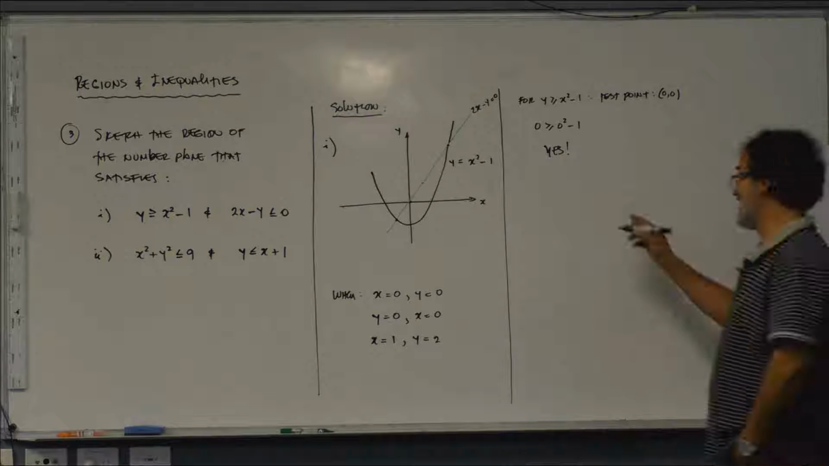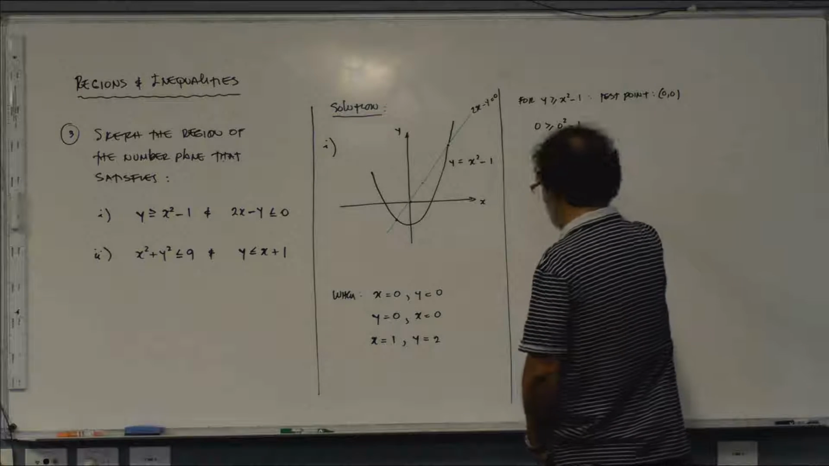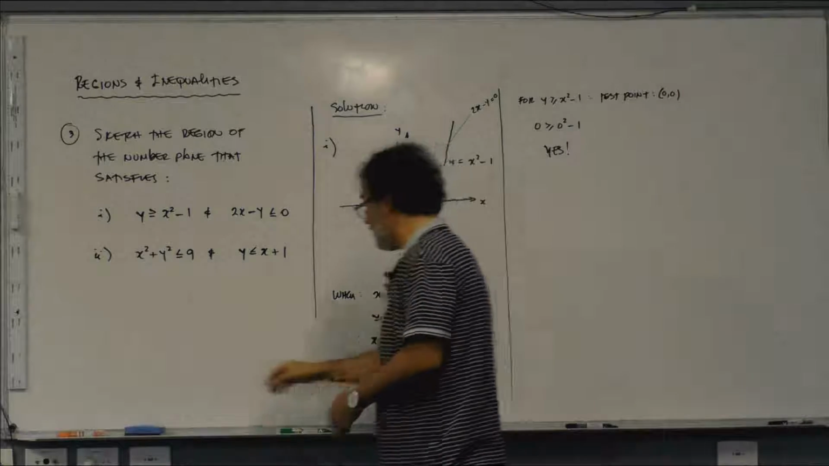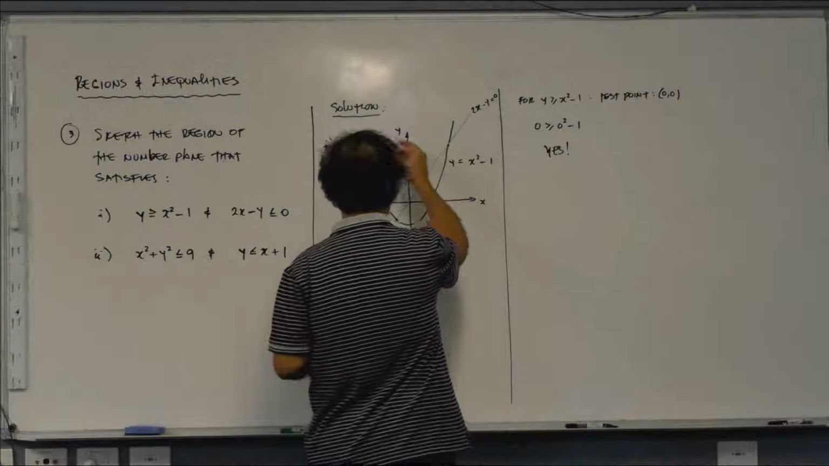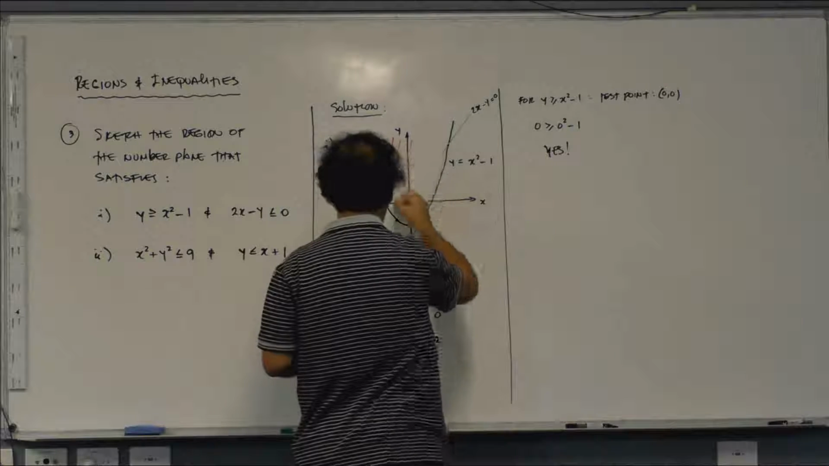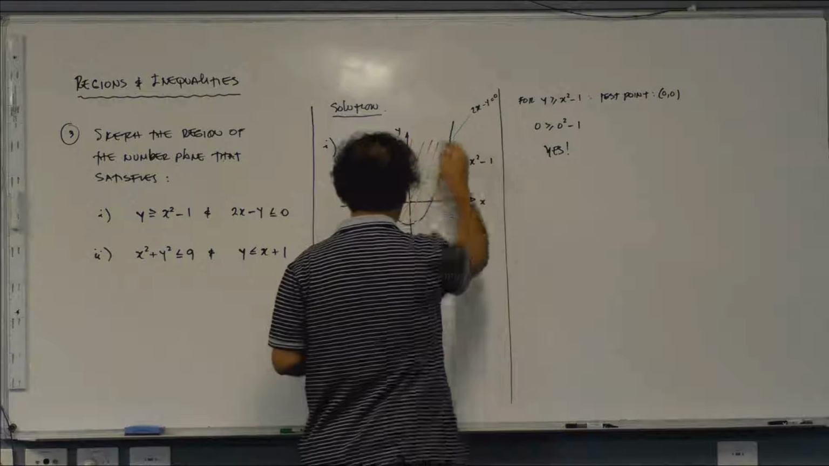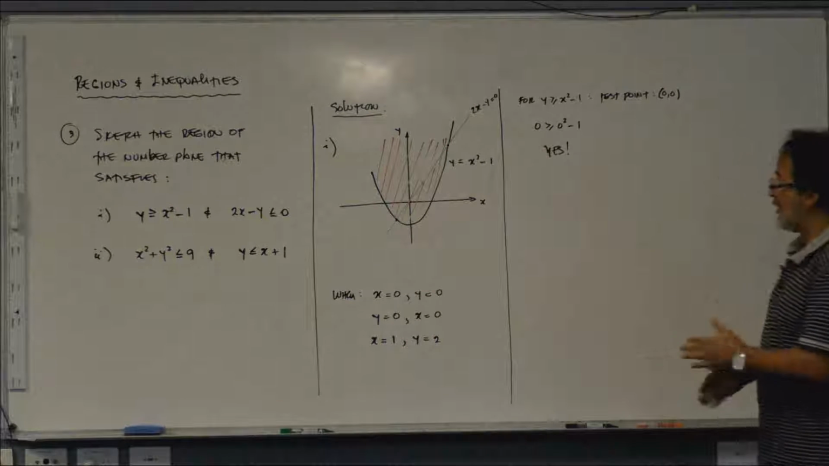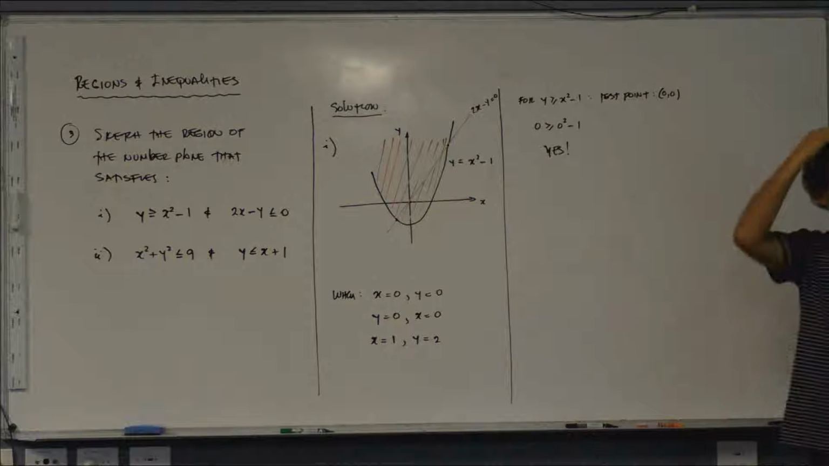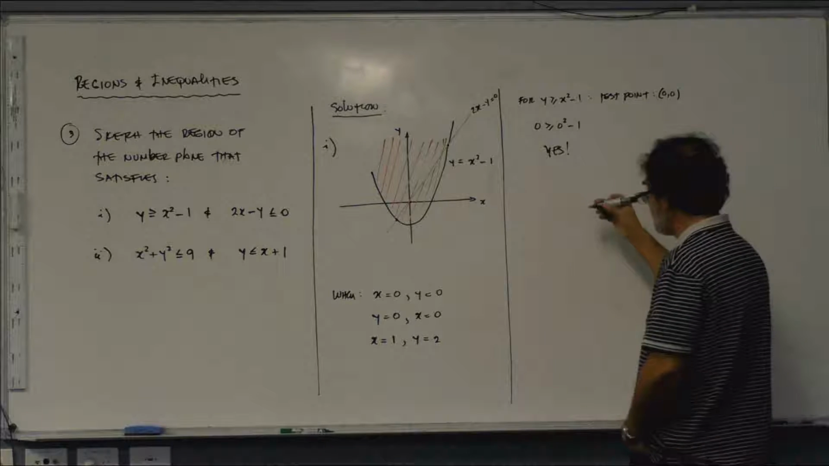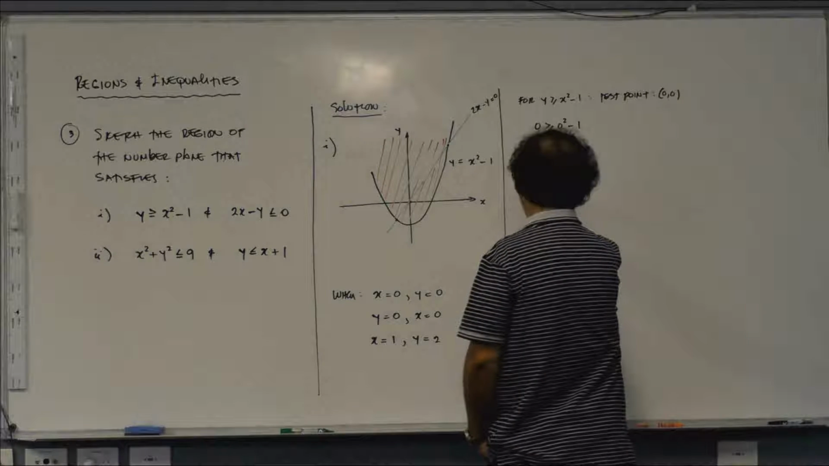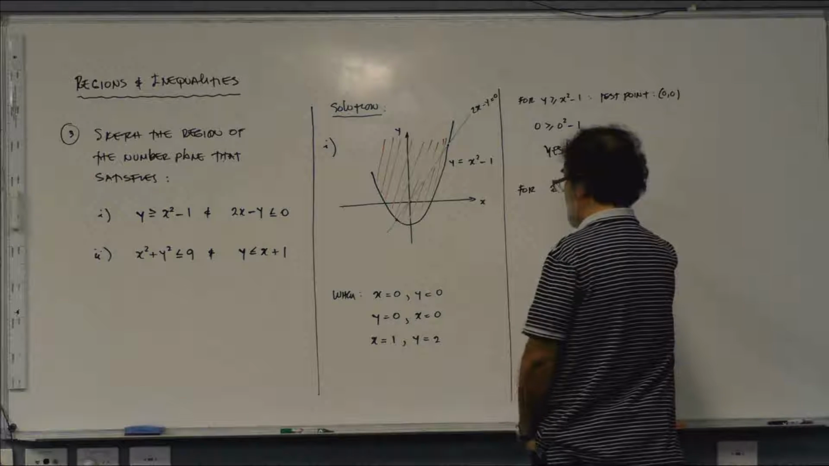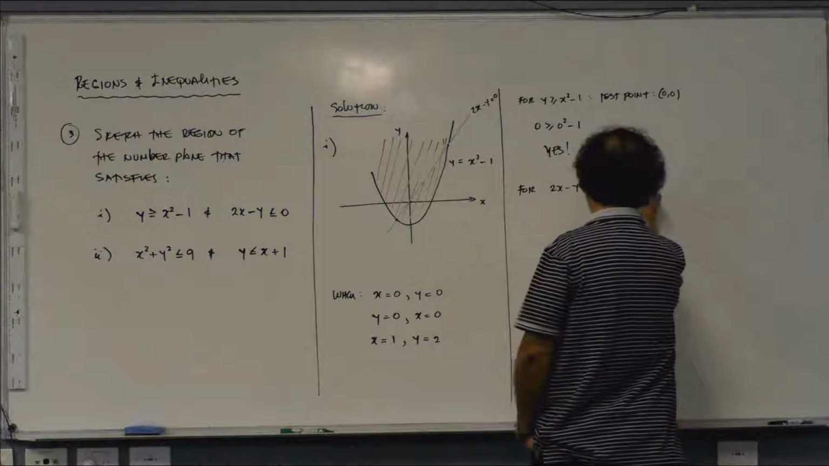Don't worry. Okay, so that means that for our parabola, we need to shade the interior, okay? So we need to shade the interior. And then you're going to use a different color. And then for 2x minus y less than or equal to 0, test point.